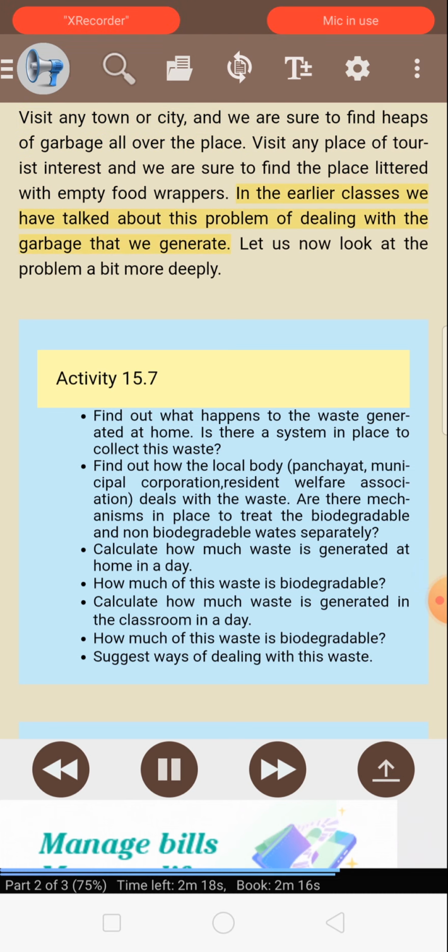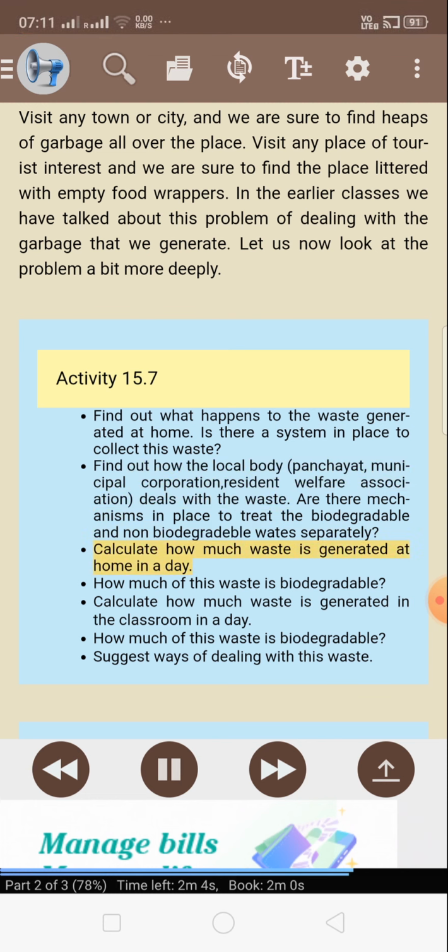In the earlier classes, we have talked about this problem of dealing with the garbage that we generate. Let us now look at the problem a bit more deeply. Activity 15.7. Find out what happens to the waste generated at home. Is there a system in place to collect this waste? Find out how the local body, panchayat, municipal corporation, resident welfare association, deals with the waste. Are there mechanisms in place to treat the biodegradable and non-biodegradable waste separately?